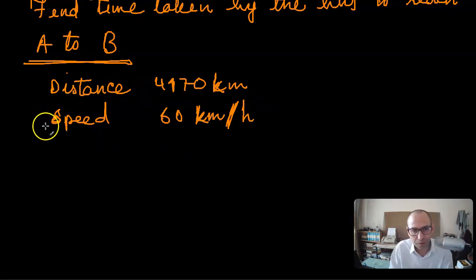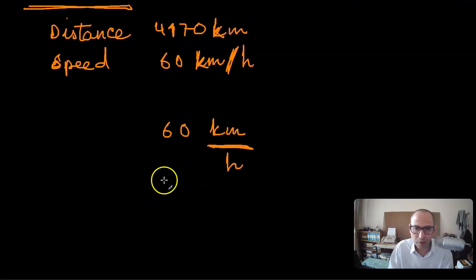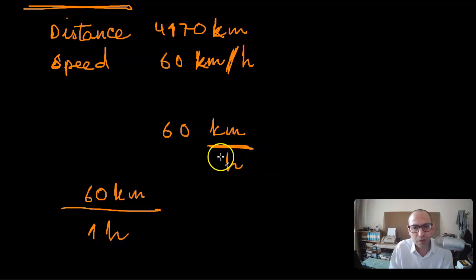What does speed represent? Speed means how fast something is going, right? And when you say that the speed is 60 kilometers per hour, that essentially means that the bus is covering a distance of 60 kilometers in 1 hour, right? So there is the 1 over here which is dropped because it's understood to be there, right?